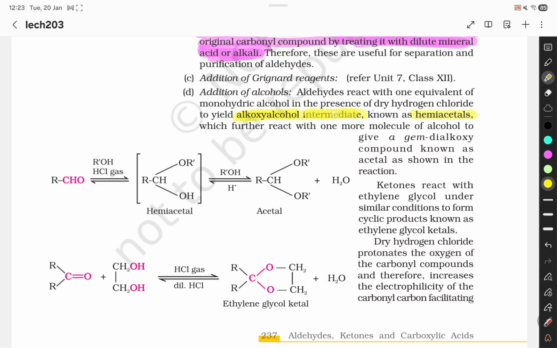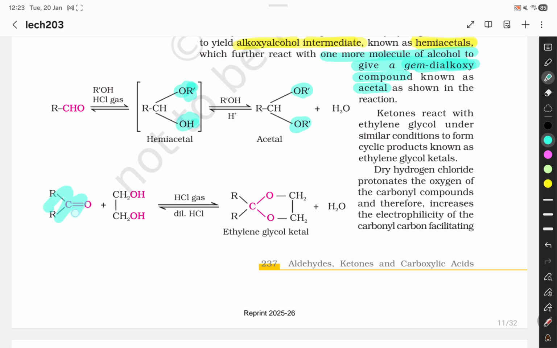Alkoxy alcohol intermediate is also known as hemiacetals, which react with one more molecule of alcohol to give a gem dialkoxy compound known as acetal. So acetal is gem dialkoxy and hemiacetal is one OR, one OH. And this protection, everybody knows, is protection of the ketone group.